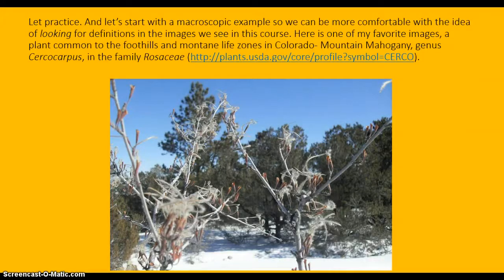Let's practice. And let's start with a macroscopic example so we'll be more comfortable with the idea of looking for definitions in the images we see in this course. Here is one of my favorite images: a plant common to the foothills and montane zones in Colorado. Mountain mahogany, genus Cercocarpus, in the family Rosaceae. You can visit the USDA plants database to look up any plants that are found in the United States.